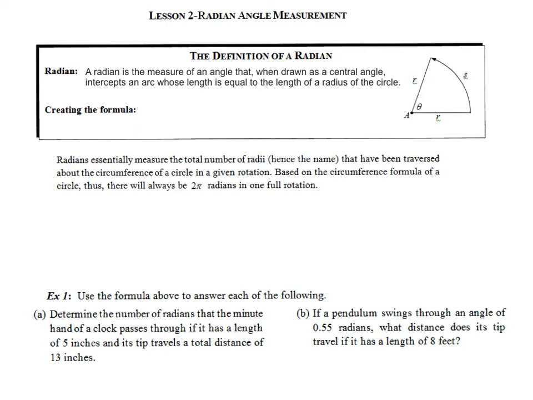So for angles, there are also several ways to measure the angle. For us, we know how to measure angles in terms of degrees. Today we're going to be taking a look at measuring our angle in terms of what is called a radian. So let's start with the definition of a radian. You might want to pause the video and write down this definition.